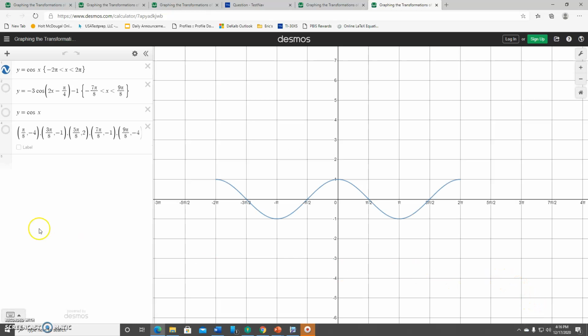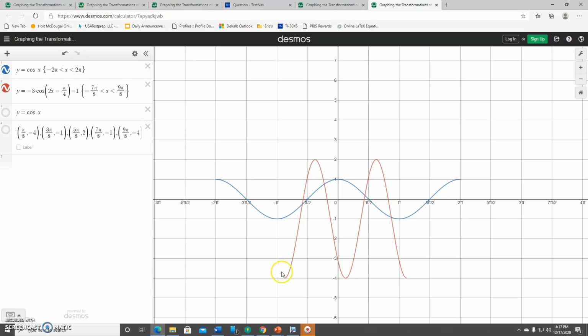But if I go to the calculator, it will show specifically. So there's our original cosine theta. If I show, here's my second one. There's the one that we just found.